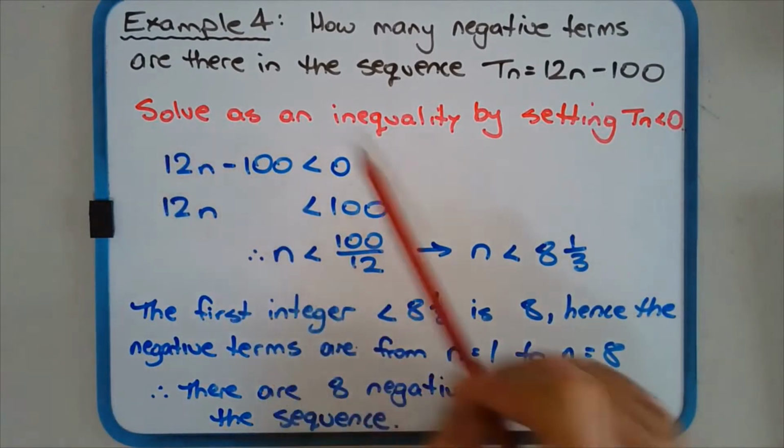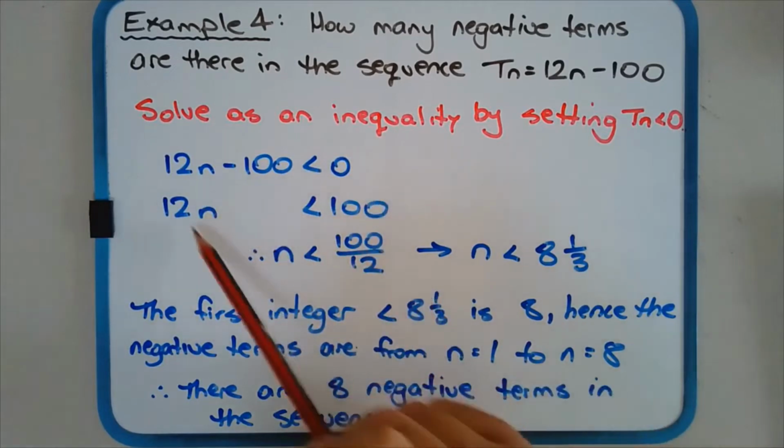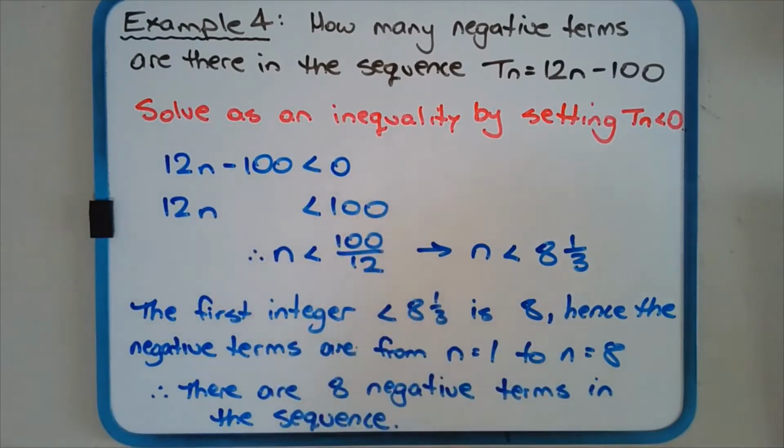So let's set up the inequality. 12n minus 100 is less than 0. Solving for n, 12n is less than positive 100. Dividing both sides by 12, we have n is less than 100 over 12, and 100 over 12 is just 8 1/3. So the first integer less than 8 1/3 is 8. Hence, the negative terms are from n equals 1 to n equals 8.